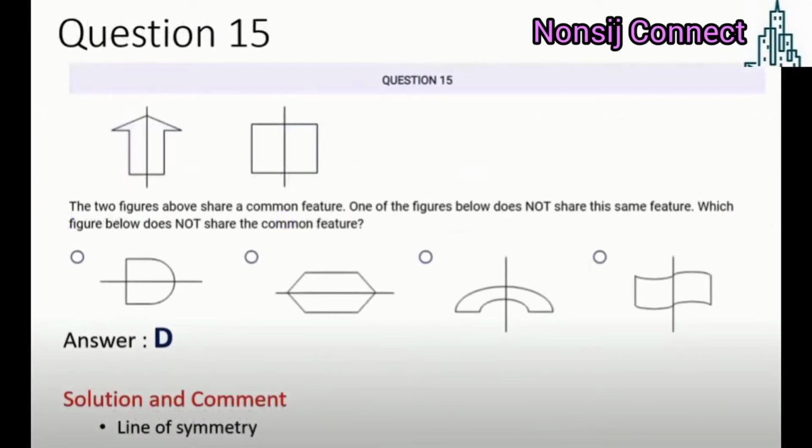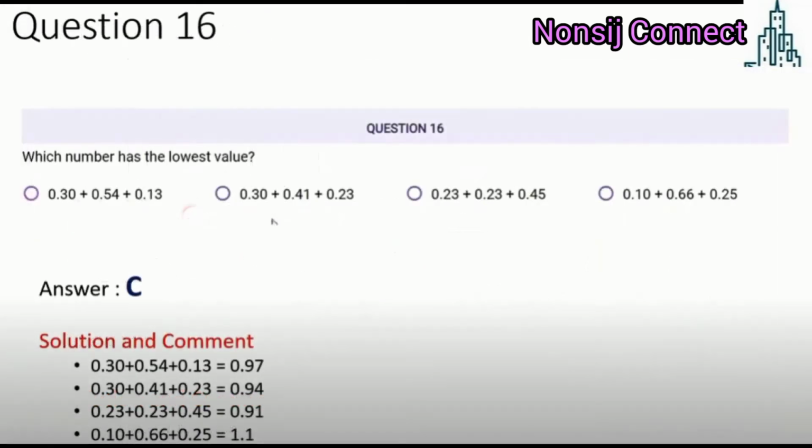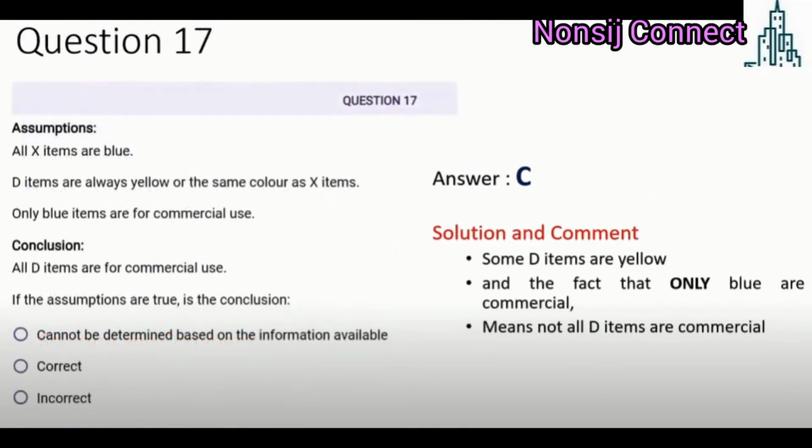Okay, here you have to consider symmetry. A, B, C are symmetric when you cut them with that line, but D is not. So D is the answer. Here you have to use a calculator. When you add them up, you will find out that 0.91 is the answer. That is the lowest one.